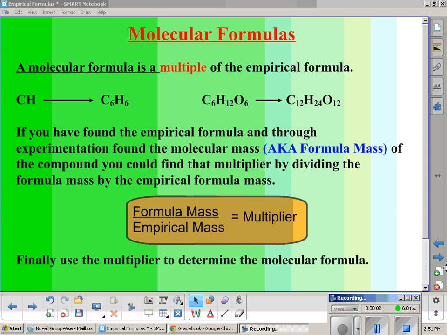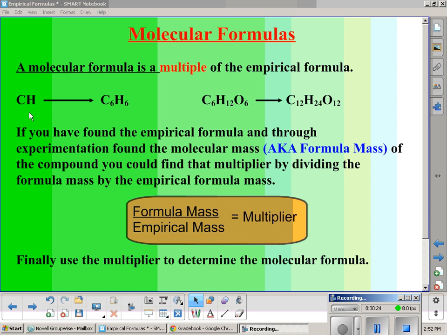In a previous video, we learned about empirical formulas. So this time we're going to learn about molecular formulas, which are related to them. In fact, a molecular formula is a multiple of an empirical formula. So let's say, for example, we've got one carbon, one hydrogen bonded together. This is an empirical formula.